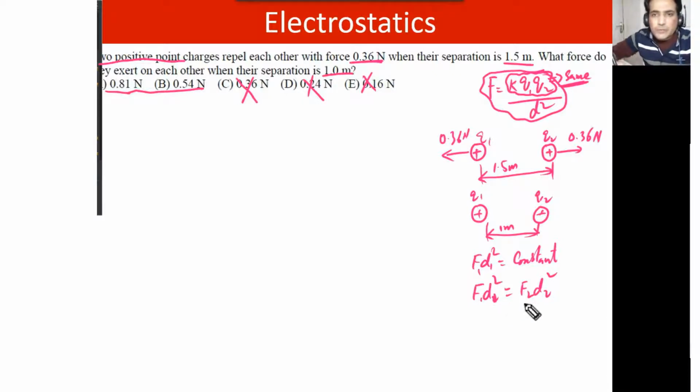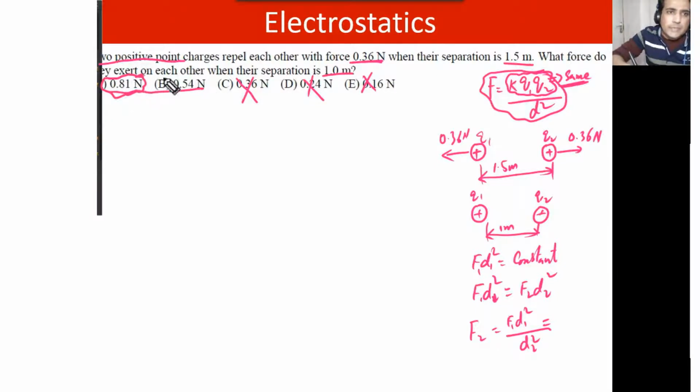Now what do we need to find? We need to find F2. So simply F2 is equal to F1 D1 squared divided by D2 squared. F1 was given to you, D1 is given. I will just write down the formula, then you can plug in values by yourself, and you will get your answer.